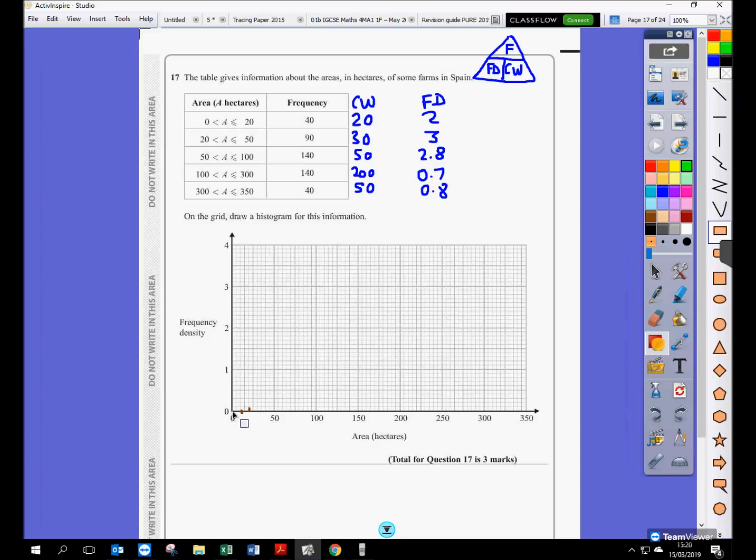Okay then, let's draw these bars. The first bar will go from 0 to 20 and have a height of 2. The next bar goes from 20 to 50, a height of 3. The next bar goes from 50 to 100 and has a height of 2.8. Next one goes from 100 to 300 and has a height of 0.7. And the last one goes from 300 to 350, the height of 0.8. There you go. It's now complete.